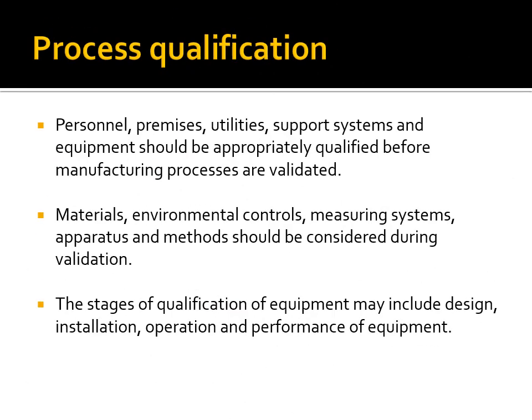The second stage of the new validation approach is process qualification. Personnel, premises, utilities, support systems and equipment should be appropriately qualified before manufacturing processes are validated. Materials, environmental controls, measuring systems, apparatus and methods should be considered during validation. The stages of qualification of equipment may include design, installation, operation and performance of equipment.